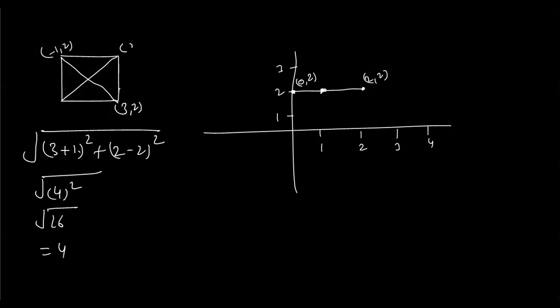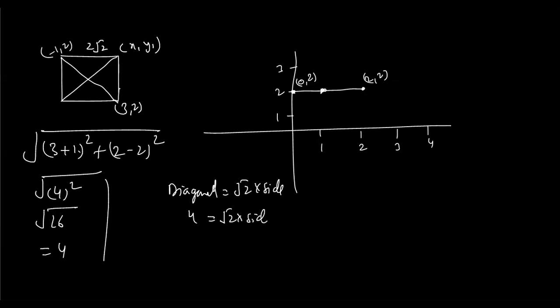Now assuming this one is x1 and y1, how can you calculate the distance? You know that if 4 is the diagonal for this one, then the side will be 2 root 2. Because if the diagonal is 4 centimeter, then diagonal equals root 2 into side. So if you divide 4 by root 2, you will get 2 root 2. So this distance is 2 root 2.